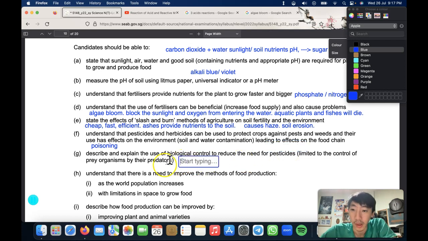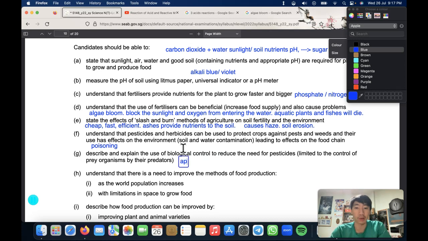Next, describe and explain the use of biological control to reduce the need for pesticides. Pesticide is a chemical, and you need to spray all these pesticides around. So an alternative to spraying pesticide is to use biological control. For example, there are too many worms eating up the crops. What can you introduce? You can use their natural predator. Maybe you take a chicken, so the worms are eaten by the chicken. Then there are fewer worms, and the worms will not eat your crop.